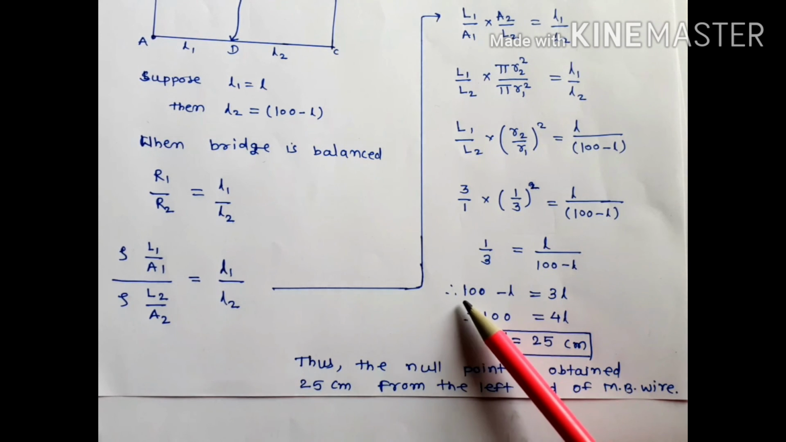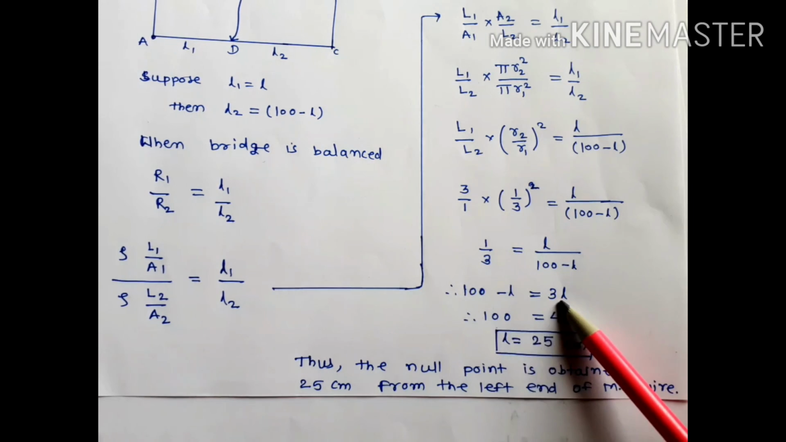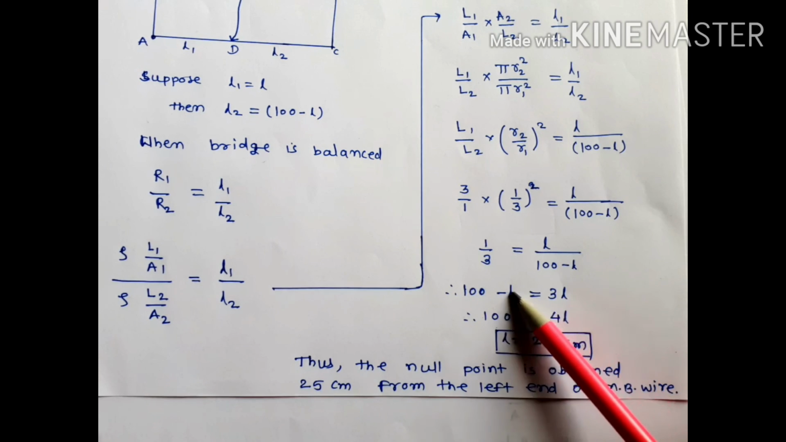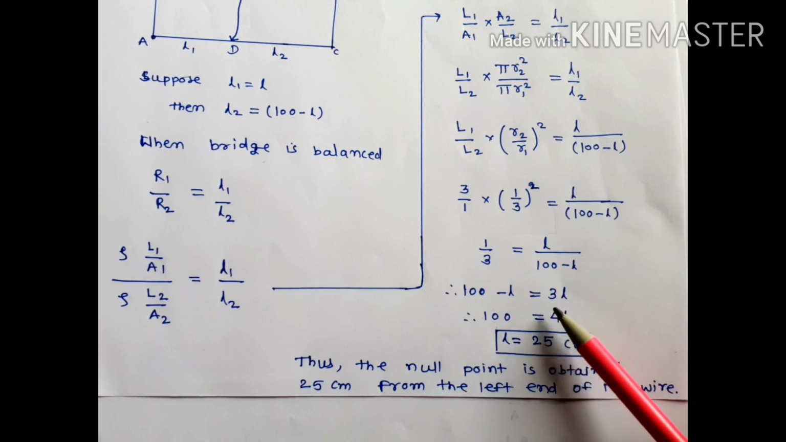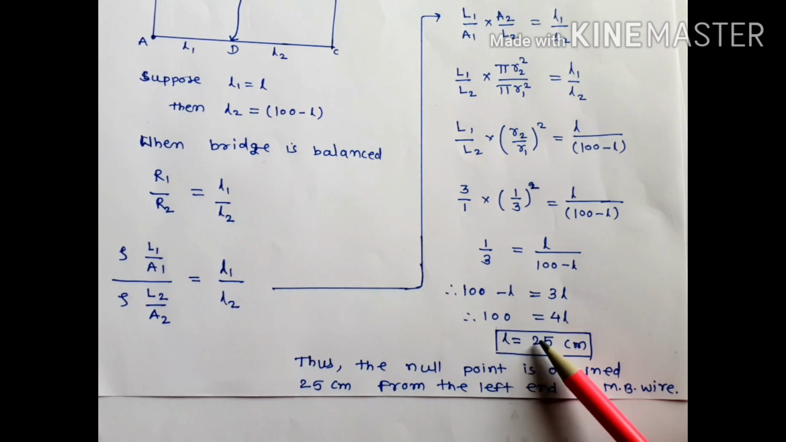Taking the cross multiplication, we got 100 minus l is equal to 3l. By transferring this minus l to RHS, it becomes plus 3l plus l. 3l plus l becomes 4l. 4l is equal to 100. Therefore, small l is equal to 100 upon 4, which means it is 25 centimeter. In this way, the null point is obtained 25 centimeter from the left end of the meter bridge wire.